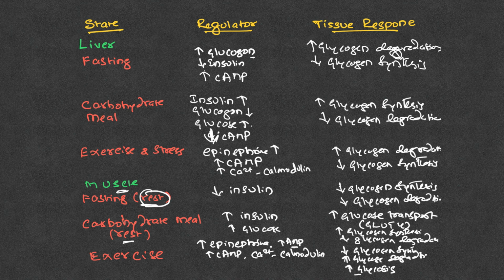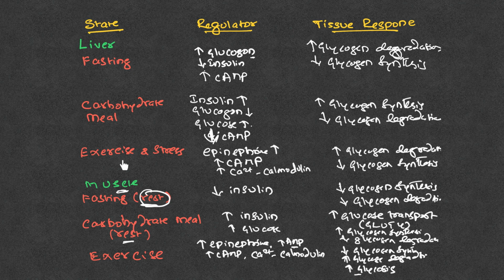When we take a carbohydrate meal, what happens in the liver? Insulin levels will be increased in the blood, glucagon is decreased and blood glucose levels are increased, and when glucagon is decreased, cyclic AMP levels decrease. So, what does insulin do? Increased insulin is going to activate the protein phosphatase enzyme, and this protein phosphatase is going to remove phosphates from the enzymes. That means glycogen synthase is dephosphorylated and it becomes active. Glycogen phosphorylase, when it is dephosphorylated, becomes inactive. So, glycogen degradation decreases and glycogen synthesis increases.